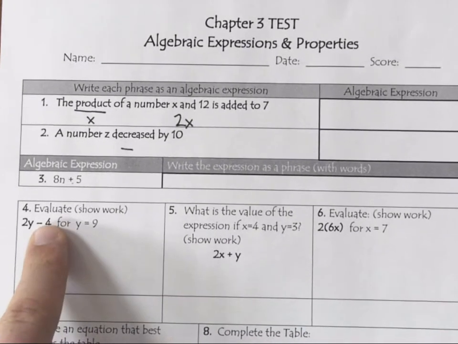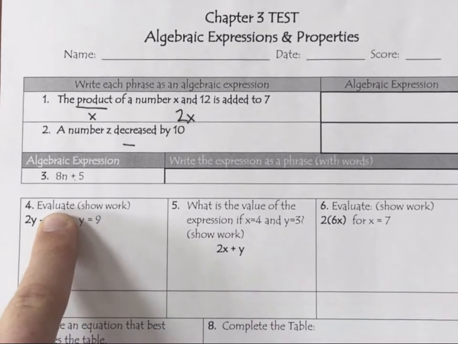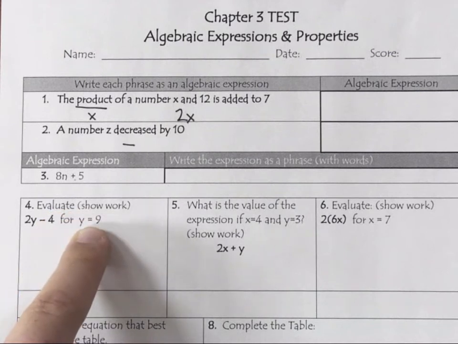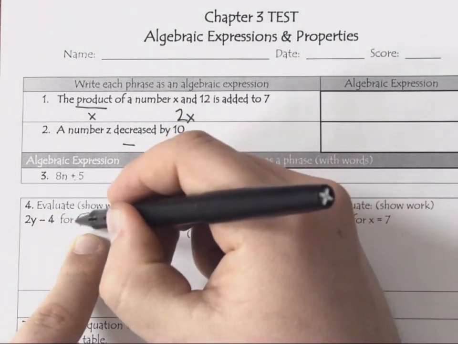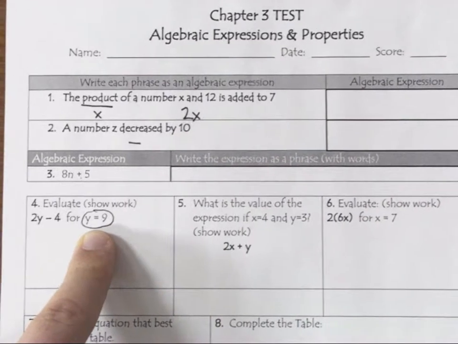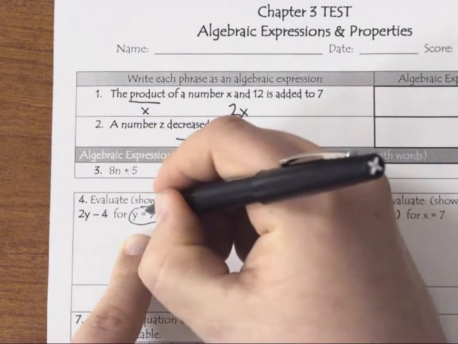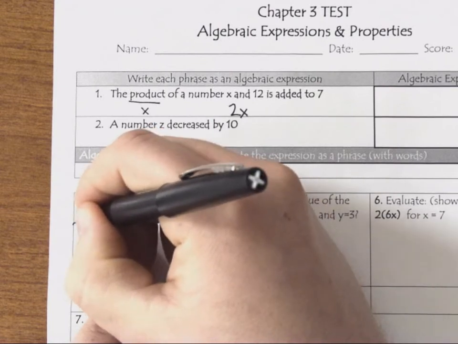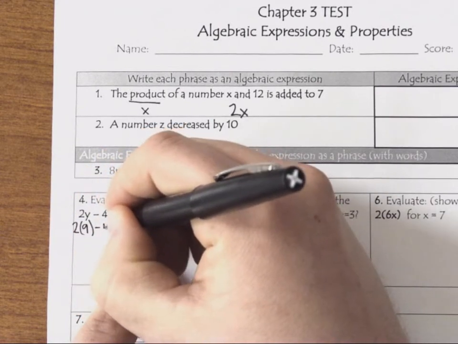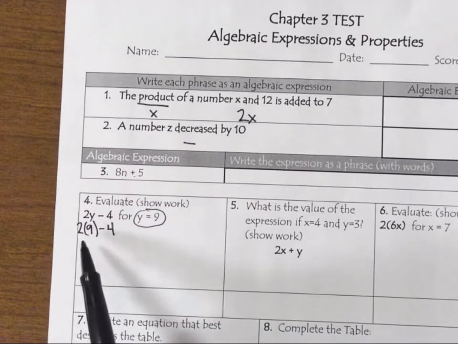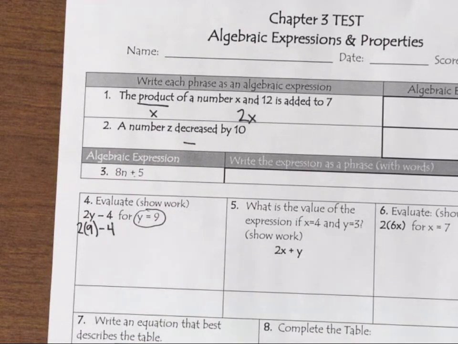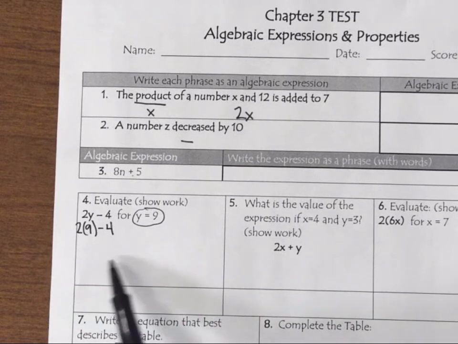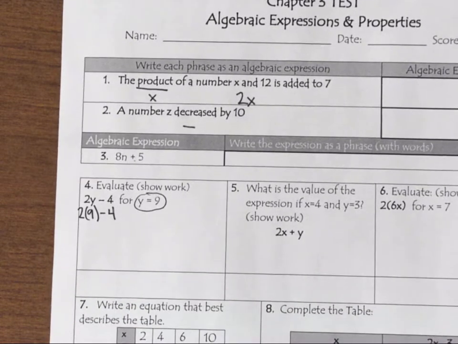Okay, this number 4 says evaluate and show your work. So if we're going to evaluate, that means that we're going to substitute or plug in what we have for our variable into the expression. So we're going to put 9 in where y was, and we're going to solve. Remember, anytime you have a number next to a variable, that means multiply. So 2 times 9 minus 4. Go ahead and solve and write your answer in the box.